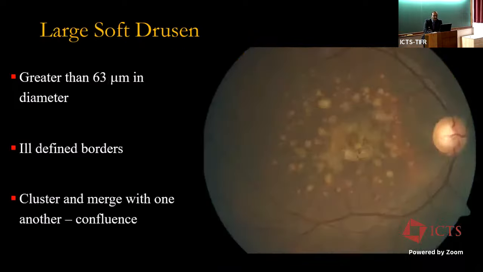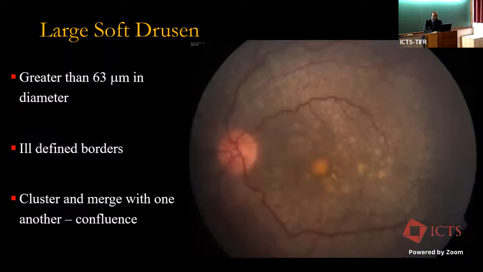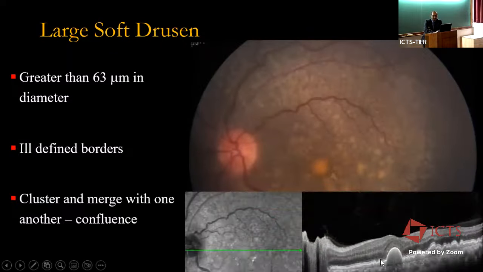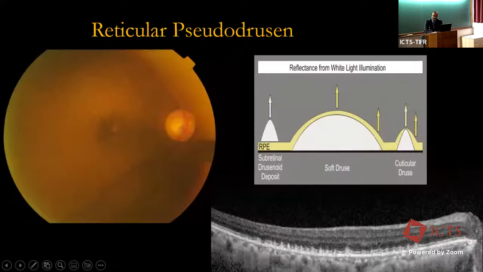An example of a large soft drusen, these are greater than 63 microns. These have ill-defined borders, as opposed to what you saw with hard drusens. They cluster and merge with one another, and there is confluence here. Another example where you have a large foveal soft drusen, and you see the OCT here with a large central bump right here. Okay, rounded bumps, and they are all merging with each other.